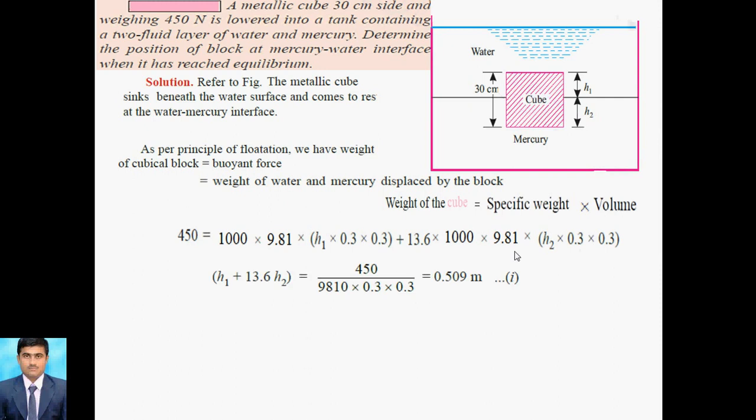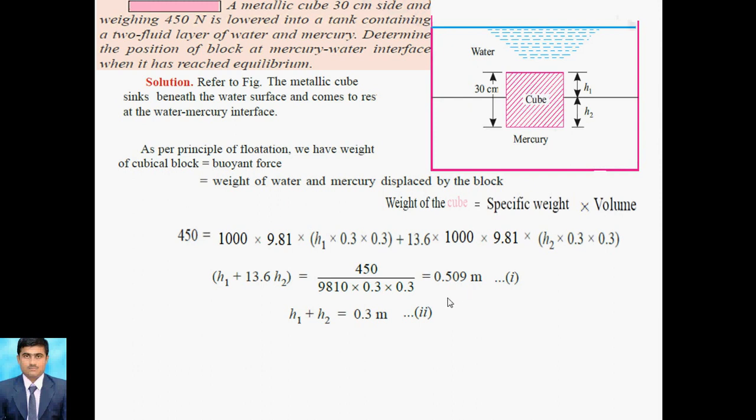After that, the equation becomes H1 plus 13.6 H2 is equal to 0.509 meter. This is equation number 1. And for equation number 2, from the figure, H1 plus H2 is equal to 30 centimeters, so I can write 0.3 meter. This is equation number 2.